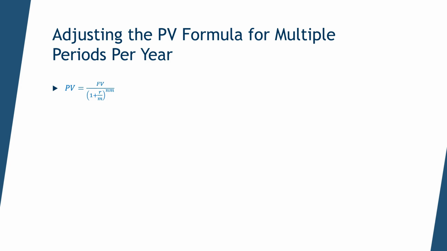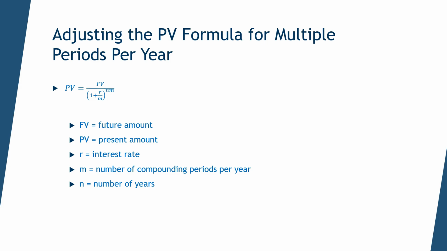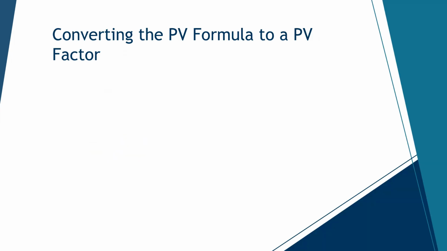a little bit. We have to introduce this M variable, which is the number of compounding periods per year. Other than that, it's the same formula that we've used. FV is our future amount, PV is the present amount that we're trying to find, R is going to be our discount rate, and N is going to be the number of years. And then we have this M variable, that's the number of compounding periods per year. That can be quarterly or monthly or daily. It just depends on what we're trying to calculate.